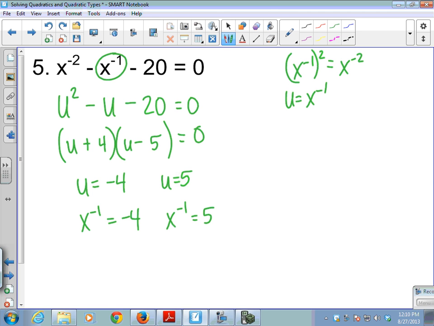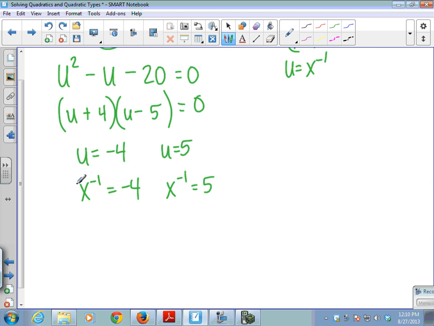and solve. And the way that we're going to solve this, anytime you have an x to a negative power, to get rid of the negative power, we just use one of our exponent properties, which is just to drop that to the bottom, and the exponent will become positive.